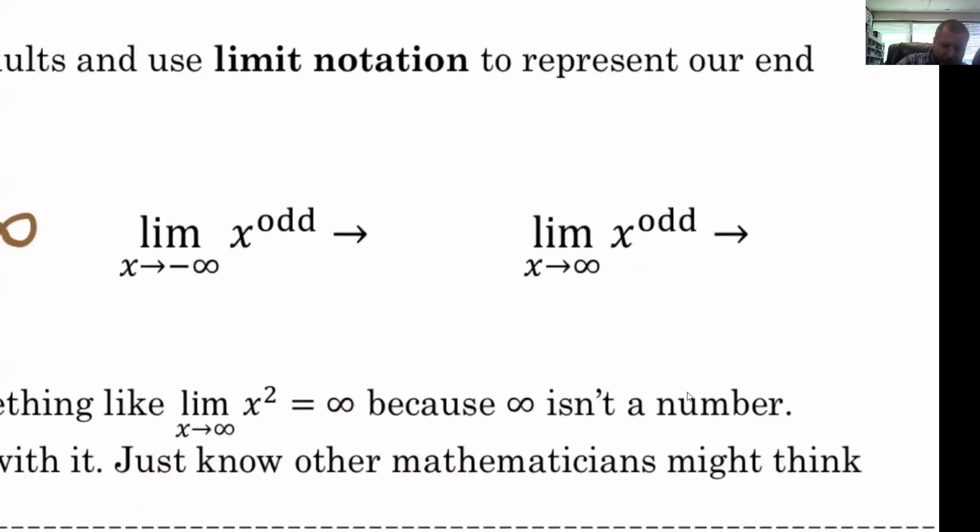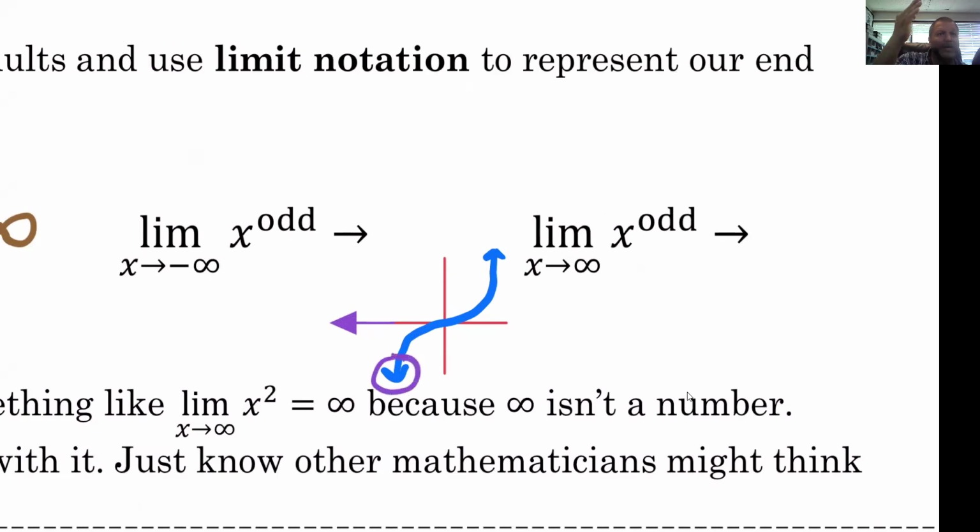If we look at this from an odd perspective, I have some odd function. It doesn't matter if it's x to the first power or x to something different. I'll use x to some odd number greater than 1. We know our functions look like this. As I go off in the negative direction, what is my function doing? Well, it's going down.